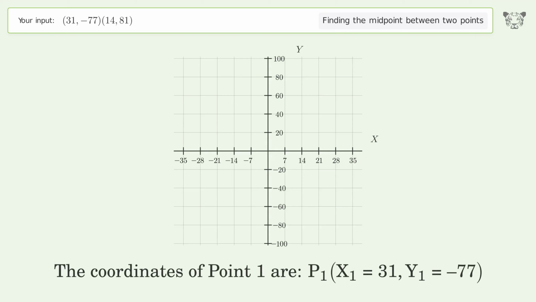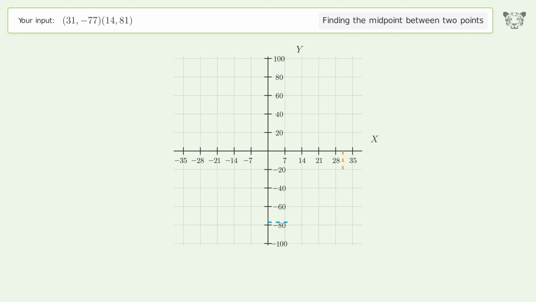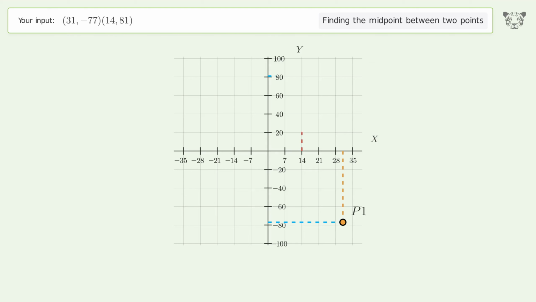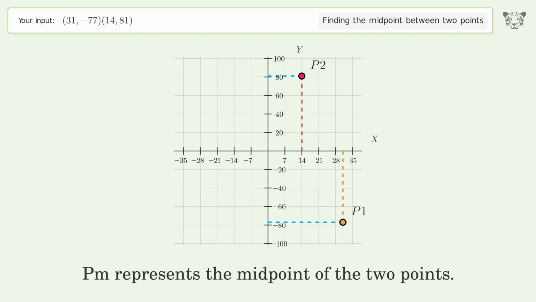The coordinates of point 1 are, x1 equals 31, y1 equals -77. The coordinates of point 2 are, x2 equals 14, y2 equals 81. PM represents the midpoint of the 2 points.